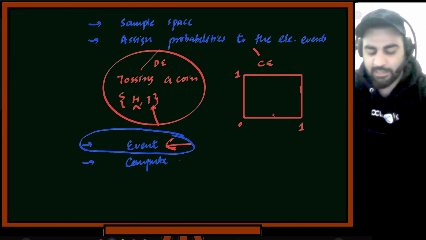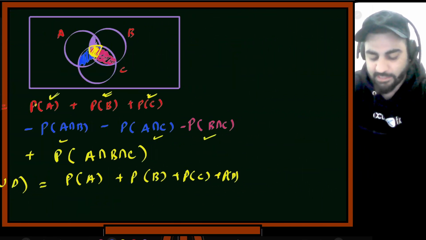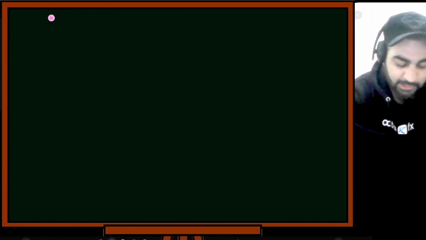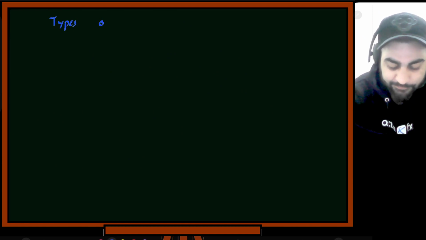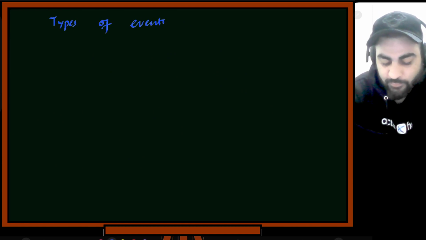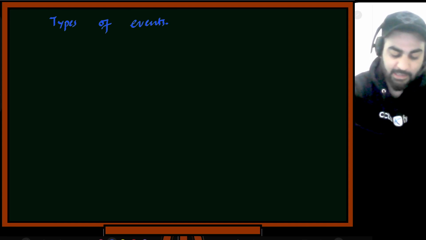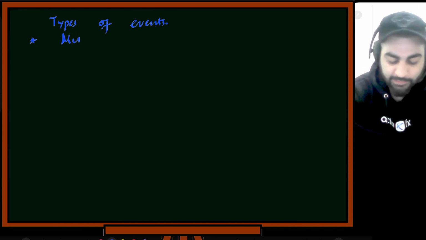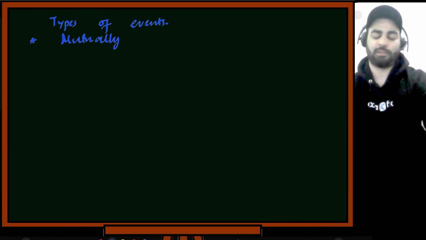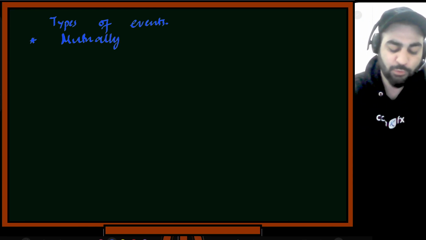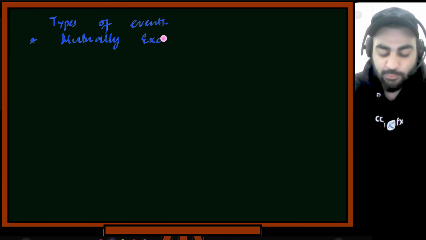So just I'll write types of events that I just said. So that again can be written as a heading, types of events. Okay. The first event I'll write is mutually exclusive events. I already said that to you, but still you should have a note of these things in the notes which you are making.